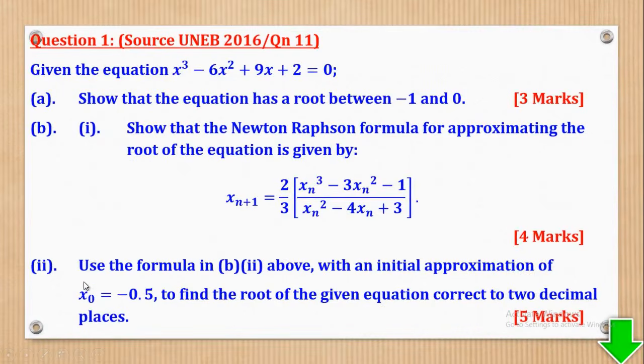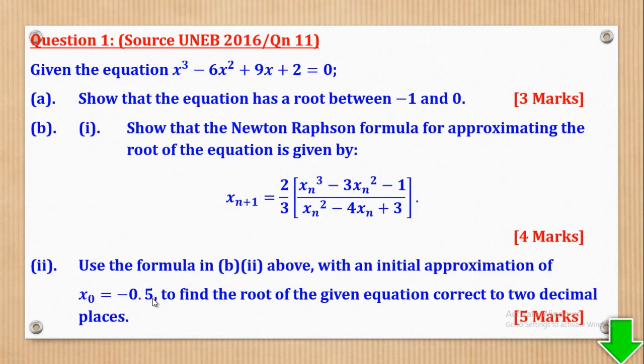Roman 2 says use the formula in B Roman 1, so this should be Roman 1 above, with an initial approximation of x naught equal to negative 0.1. So in this case they have given us the initial approximation. Sometimes they can give you or sometimes they will not, and they specify the formula to use, or they will not give you and they also don't specify the formula to use. So we shall see all those parts.